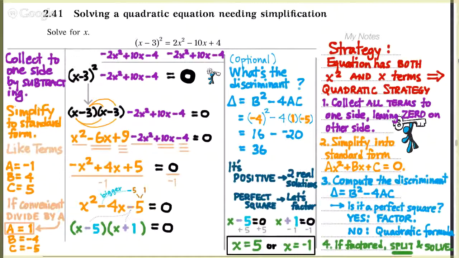But in this example, we could have skipped that step and just said, oh, I can factor this, factored it, split it up, and solved it. But we can't do any of that stuff without that step number 1, which is move all your terms to one side of the equation, leaving a 0 on the other.